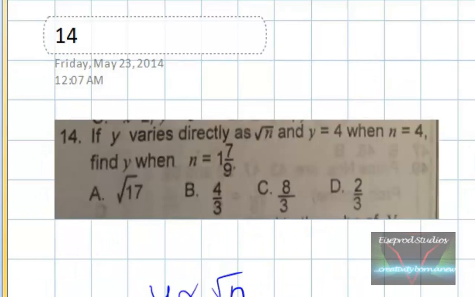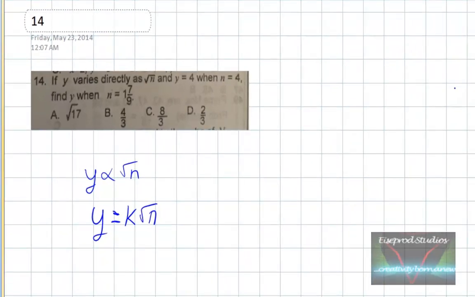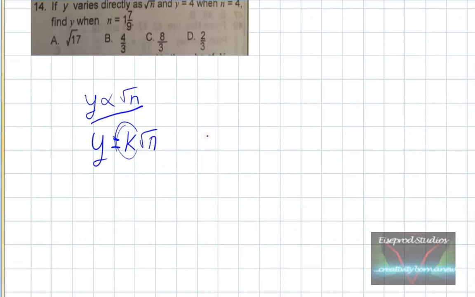So 14 says, if y varies directly as the square root of n, and y equals 4 when n equals 4, find y when n is equal to 1 7/9. So the first step you want to do is realize what it means when y varies directly as the square root of n. So what that means is that y is in some way proportional to the square root of n. And so I'm going to put this constant, which will give me the exact proportionality that these two variables share. So they told us that y equals 4 when n equals 4.